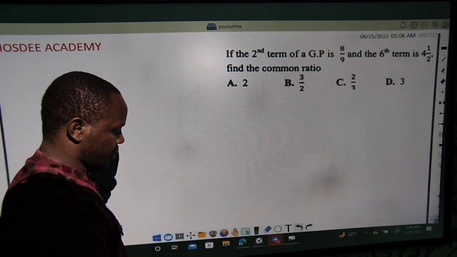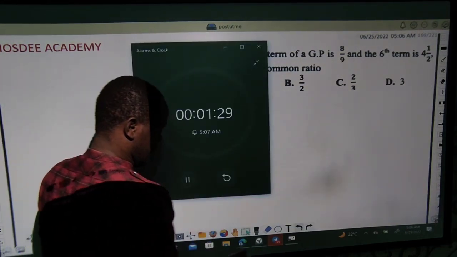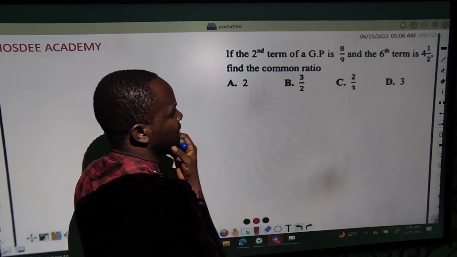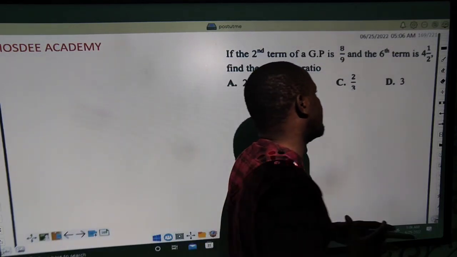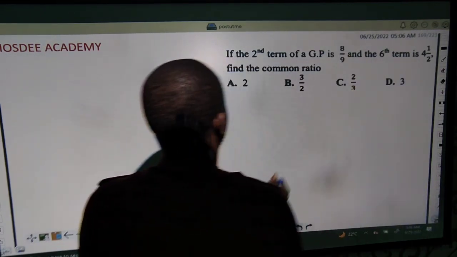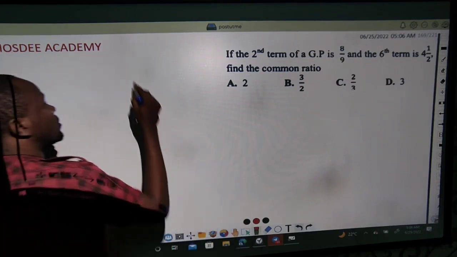Now, the next question is a question on GP. We start the timer. The question says, the second term of a GP is 8 over 9, and the sixth term is 4.5. 4.5 is the same thing as 9 over 2. I hope students know how to change that. Find the common ratio. We've done many questions on this.